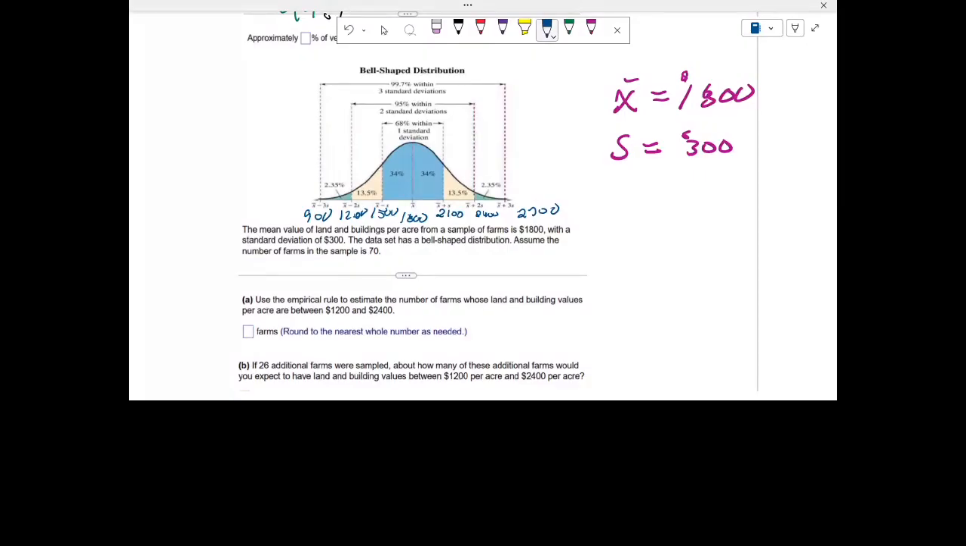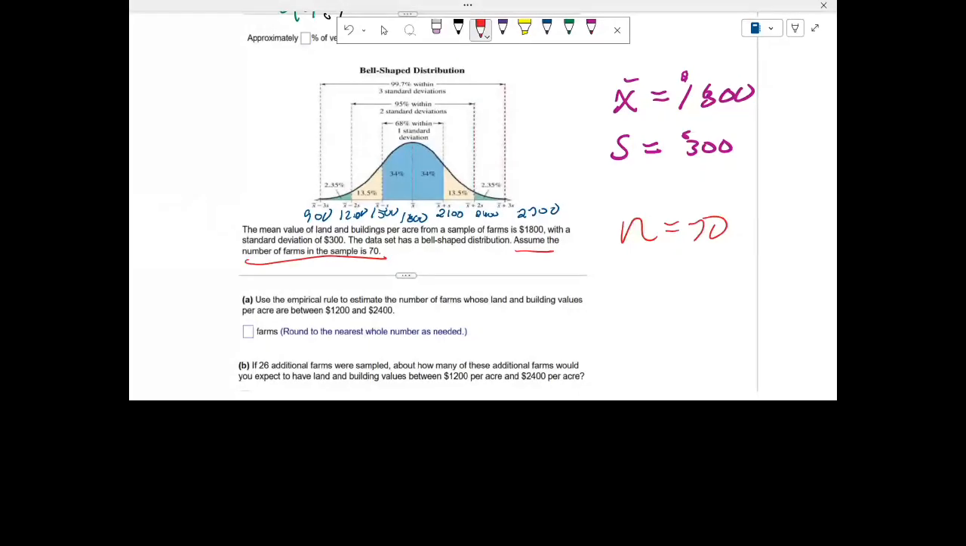Okay. Y'all, there's another piece of information that they gave me right here. It says, assume the number of farms in the sample is 70. What that tells me, my number n, y'all, is 70. There's 70 farms. I'm going to use that in a little bit. Let's see if we can do the first part, though.